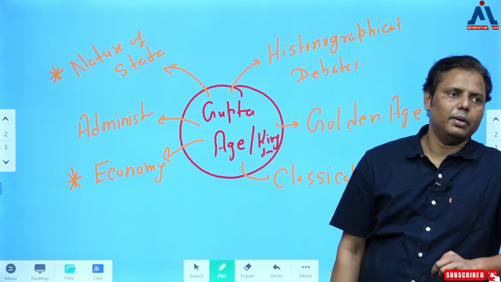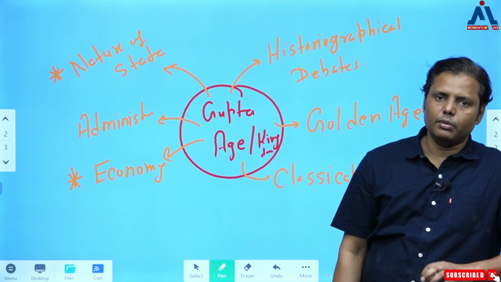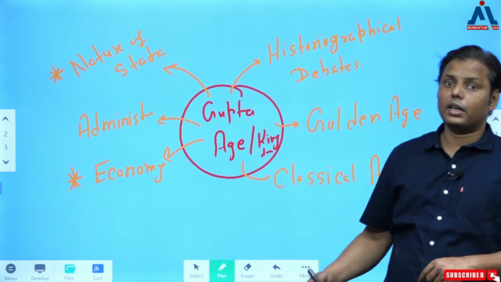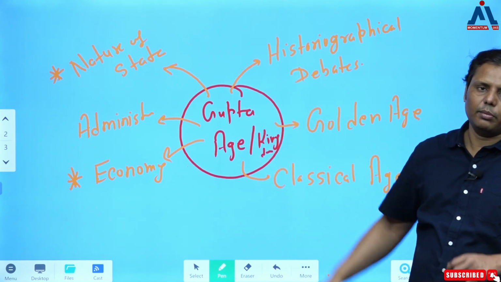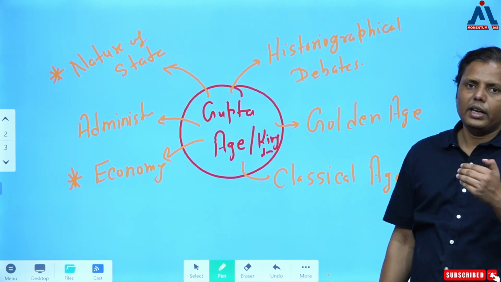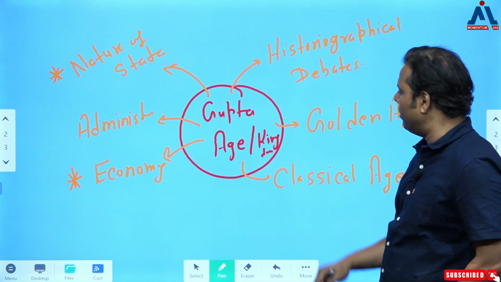Why does the Gupta economy remain very different? Because it is normally assumed by the Marxist scholars that the economy was going down. On the other hand, the nationalist scholars have imagined that this was the most flourished economy, or the age when you can find the most flourished economy. This is the reason the economy remains very important.